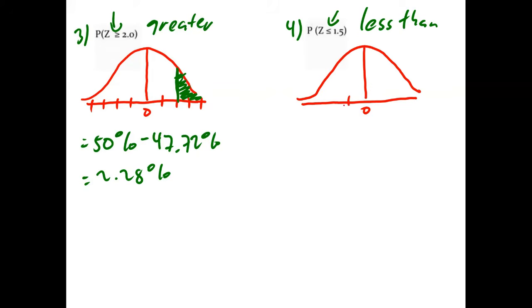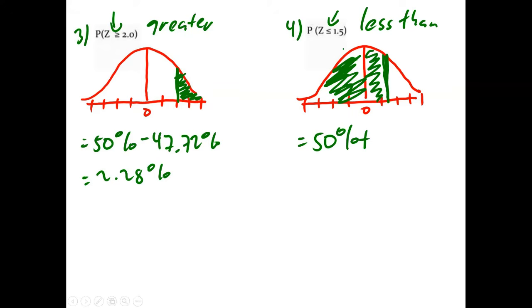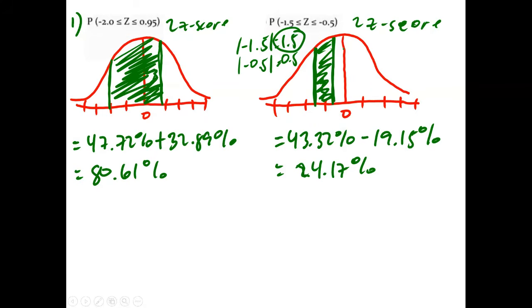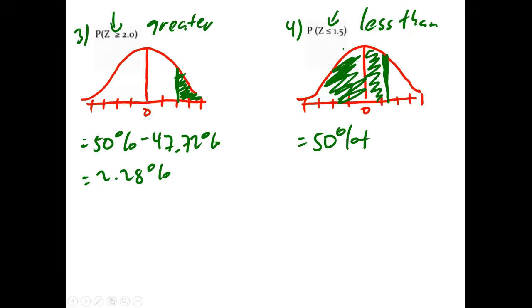This is our 0, 1, 2, 3, 4, 1, 2, 3, 4. So 1.5, nandito siya mismo. So less than, ibig sabihin nito, mas mababa sa 1.5 dito. Anong napapansin natin? Magdadagdag tayo ng 50%. Okay? So 1.5 is 43.32%, which is 93.32%.